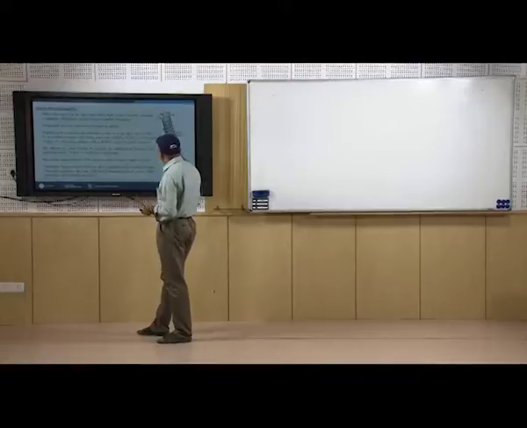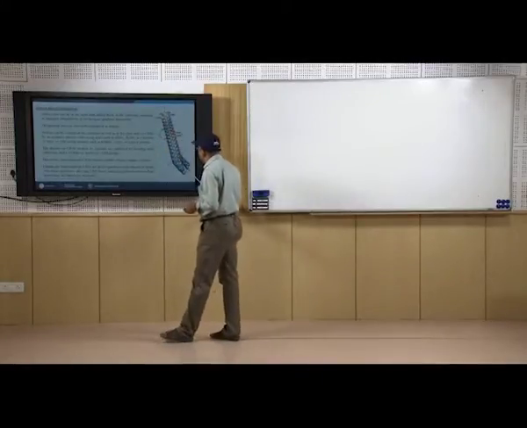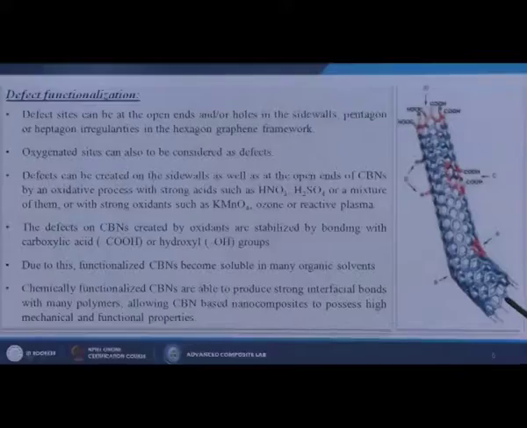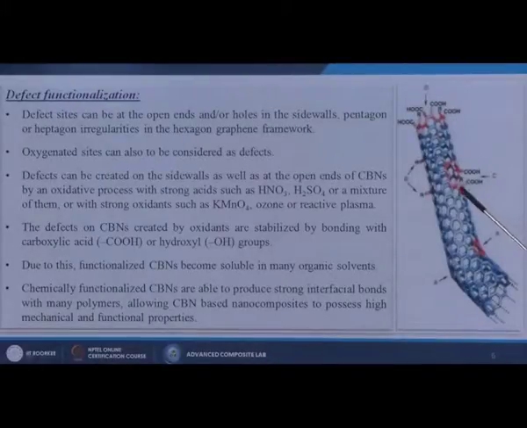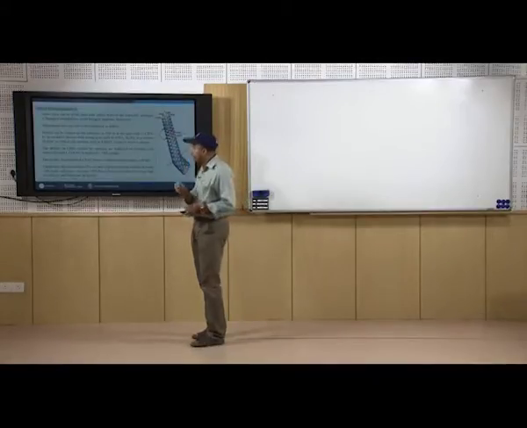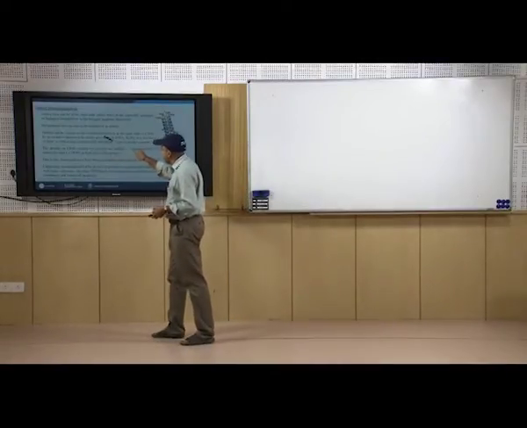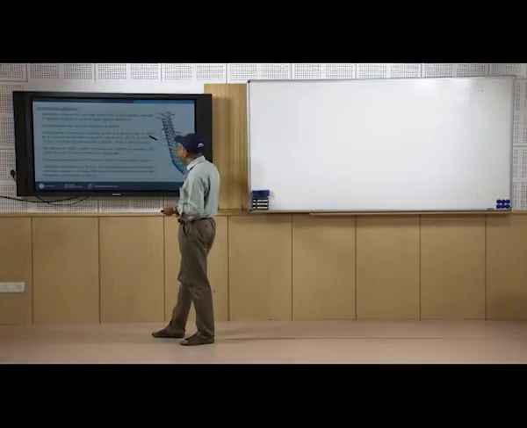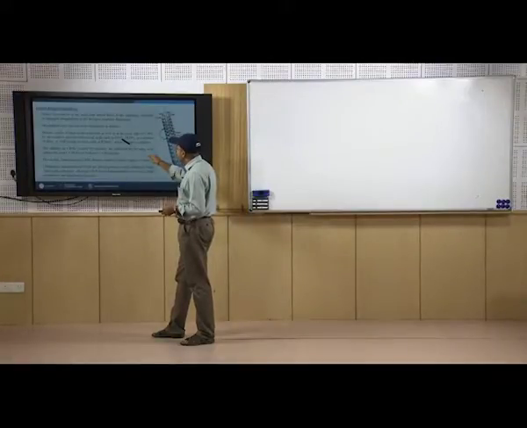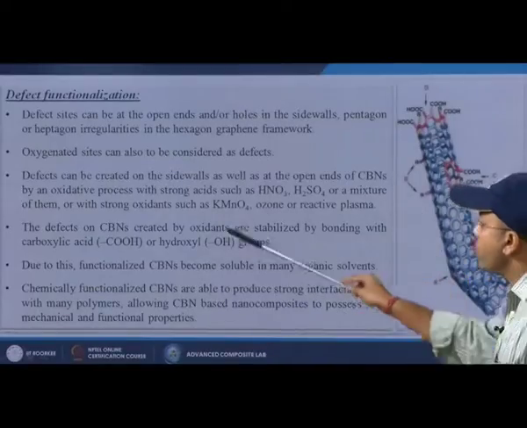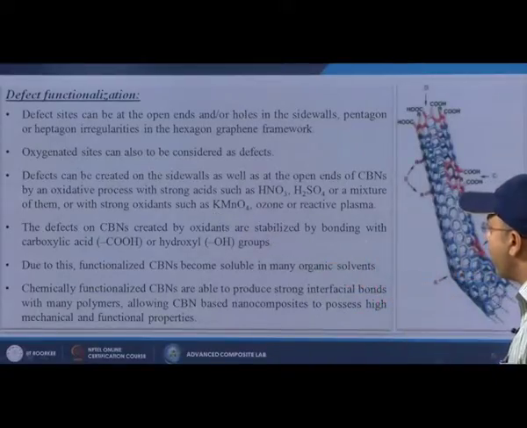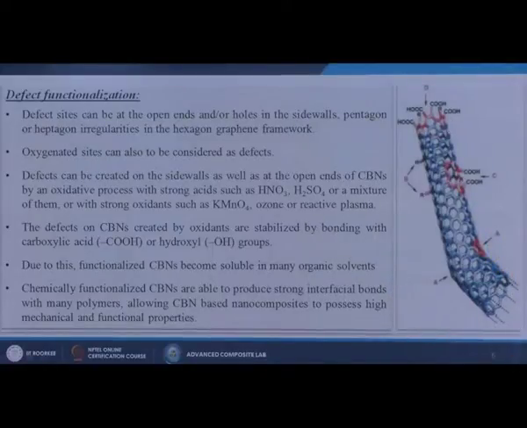So, here generally when we are talking about this kind of carbon nanotube structure, we can find that there are some defect sites. On those particular defect sites the functional groups attach directly. Defects can be created on the sidewalls as well as the open ends of the carbon based nanomaterials by an oxidative process with strong acids such as sulfuric acid or nitric acid or a mixture of them, or with strong oxidants such as potassium permanganate, ozone or the reactive plasma.